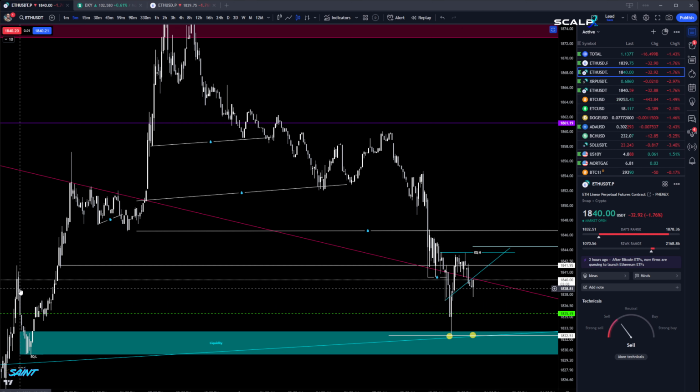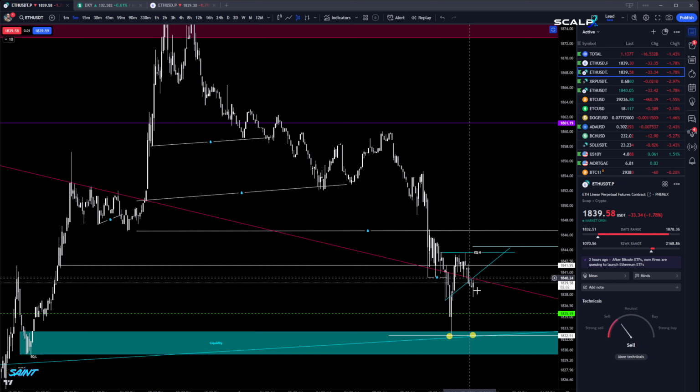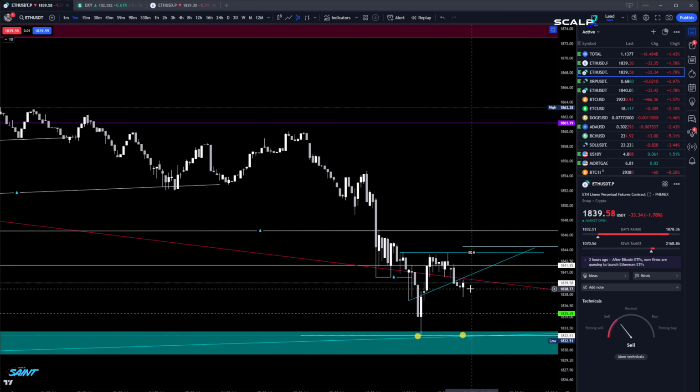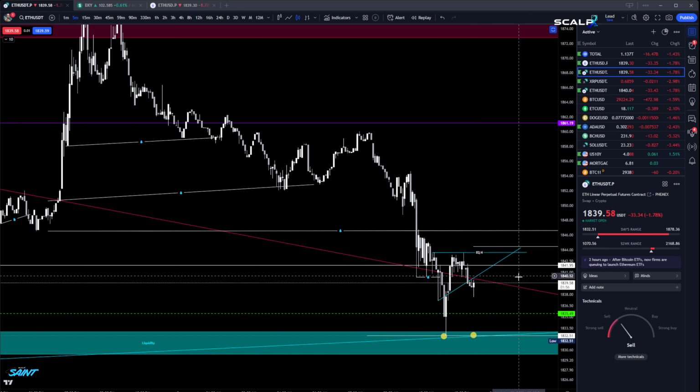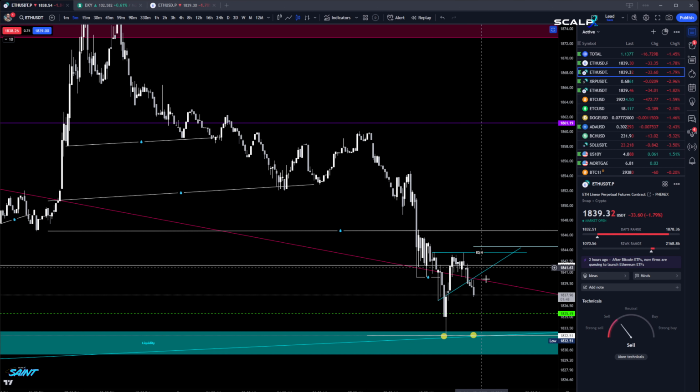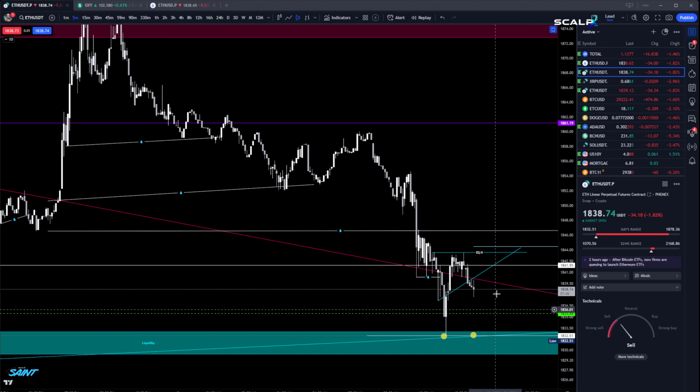Look to the left. It could be trapping too, guys. You see how it's now underneath this trend line that it broke out of. And I think the bears want to keep it in there.